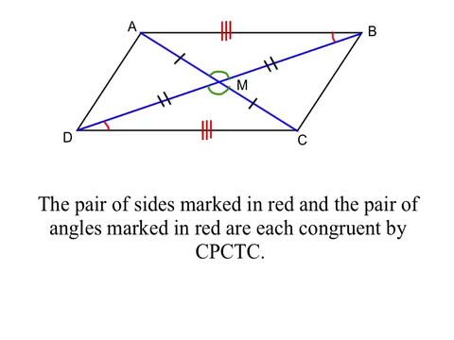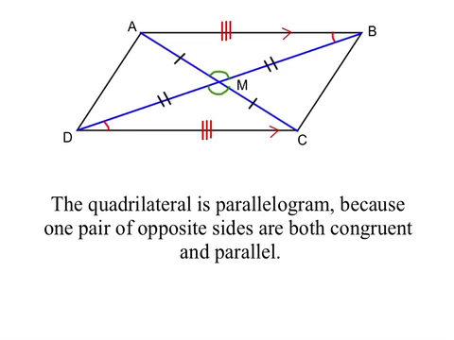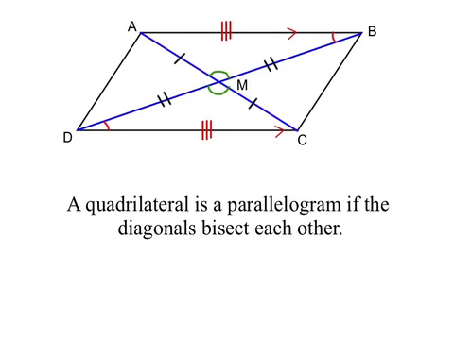also by corresponding parts. And now to finish this proof, the pair of angles that were congruent that are marked in red are alternate interior angles relative to sides AB and DC. So those congruent angles prove that side AB and DC are parallel by alternate interior angles. And now we've proven that it's a parallelogram because we go back to the previous way that we showed to prove parallelograms. We have one pair of opposite sides, both congruent and parallel. And we now know that a quadrilateral is a parallelogram if the diagonals bisect each other.